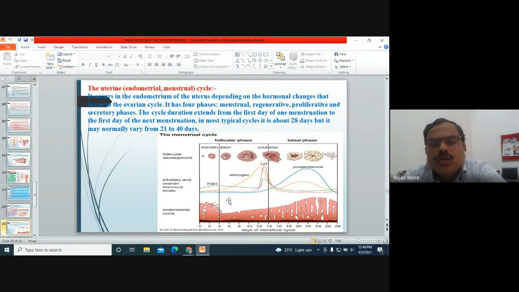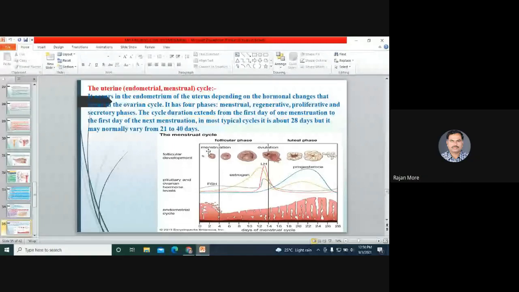In this picture, the endometrial changes are shown here at the base. Then the pituitary and ovarian hormones show how they change during the cycle, and follicular development takes place, shown here in the figure. The first 4 days are related to menstruation, so the endometrium is washed out.